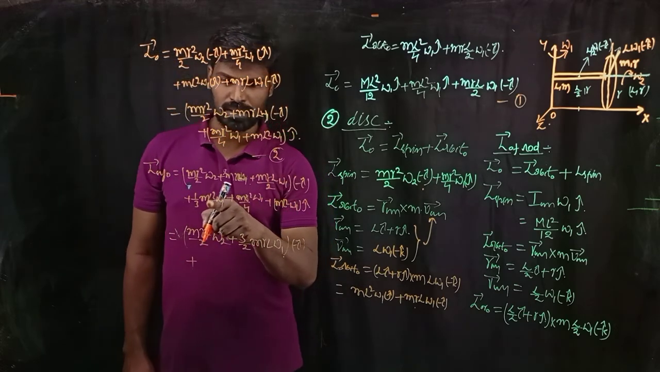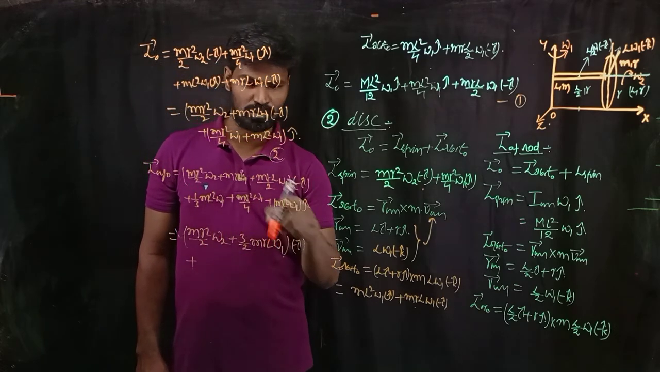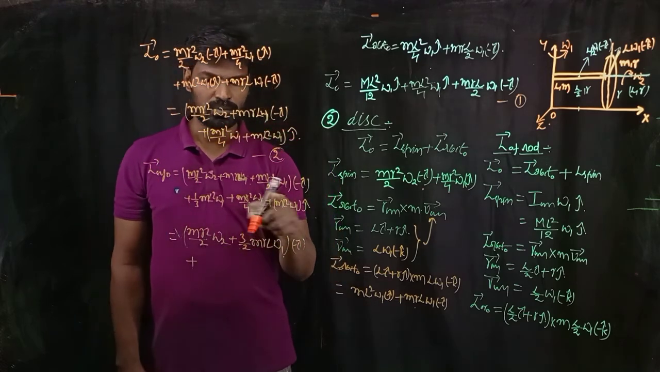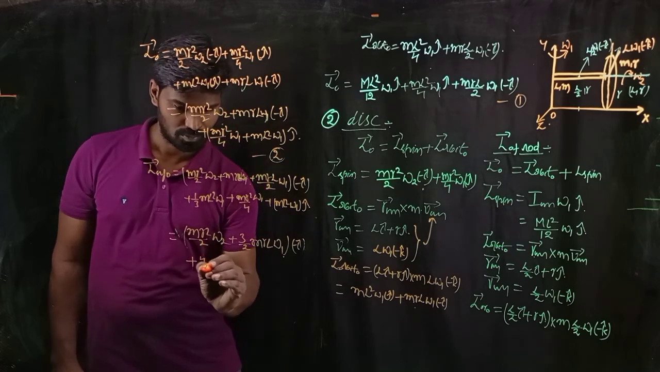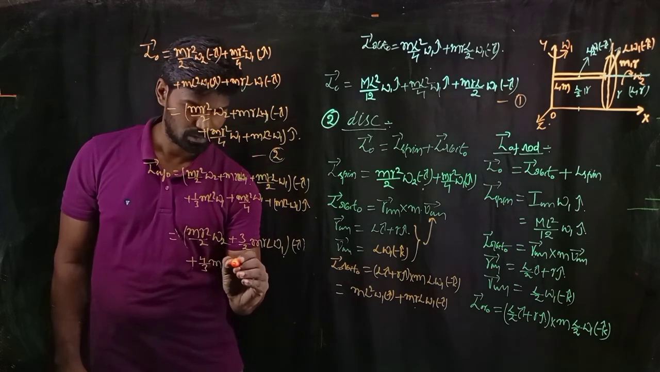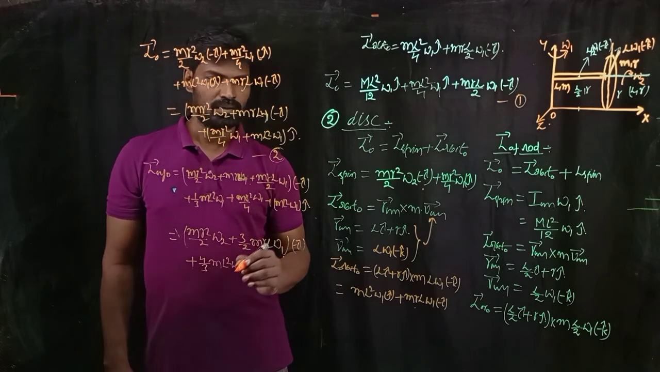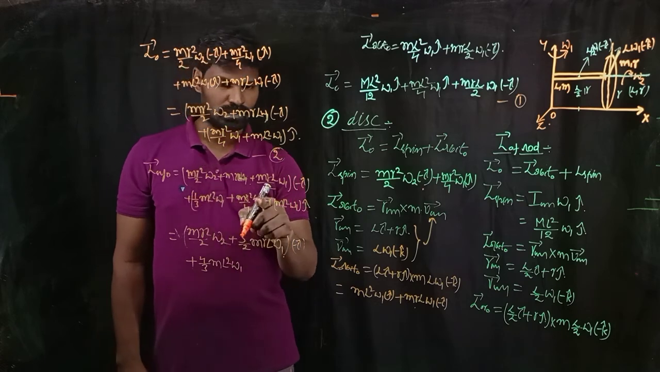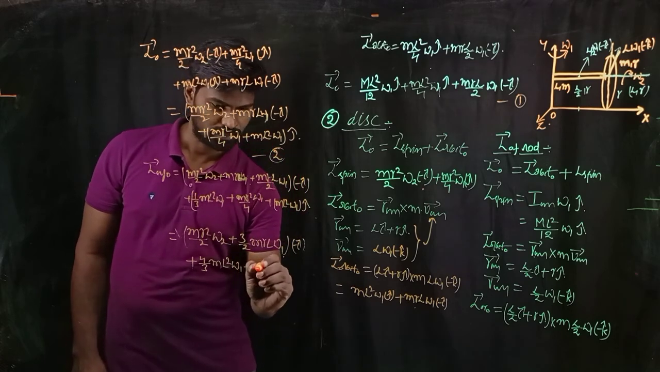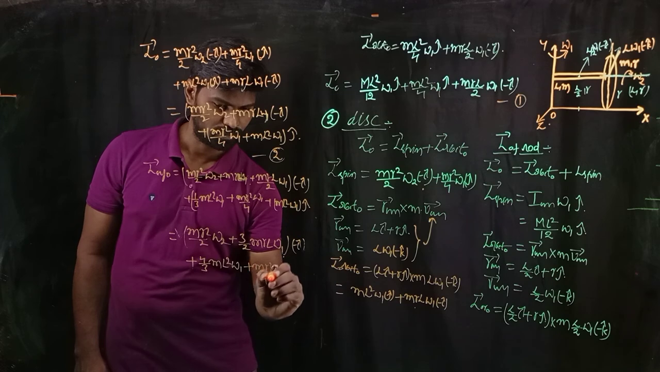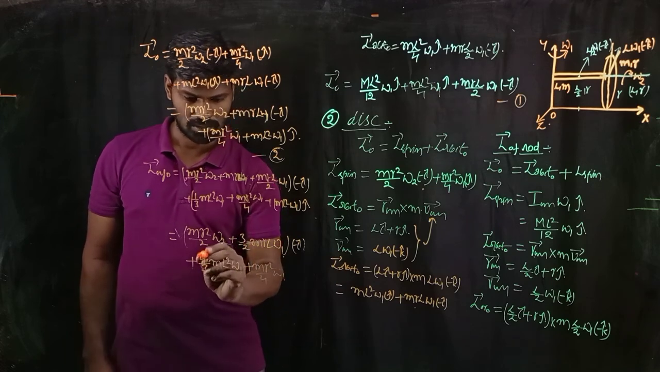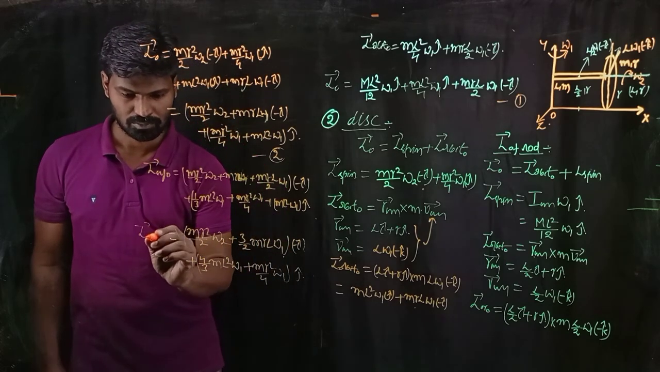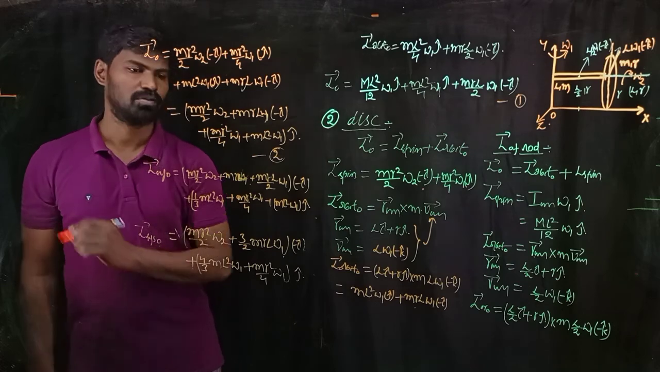Plus about J, M L square omega 1, 1 by 3 plus 1, how much? 3 plus 1, 4 by 3. So 4 by 3 M L square omega 1, plus all these are J terms only, plus M R square divided by 4 omega 1. All these are along J direction. So this is the expression for angular momentum of the system about O.